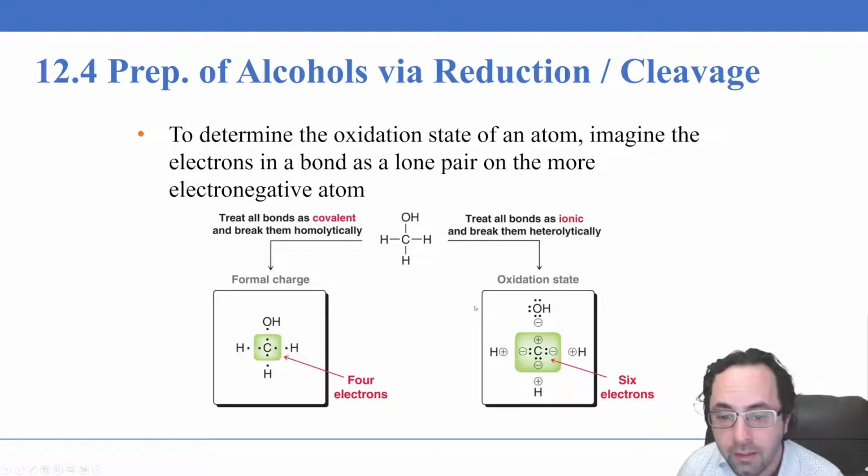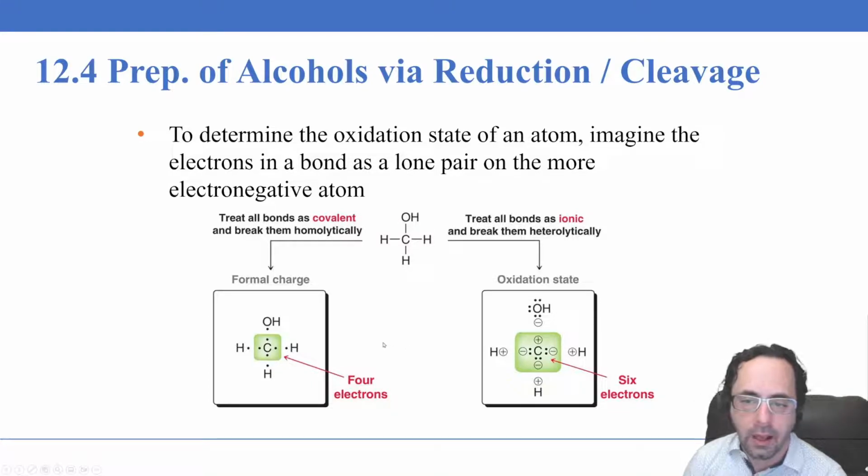Although we can assign oxidation states, I'll just remind you how we do it. To determine the oxidation state of an atom, we imagine that we've divided every bond exactly in half. So we divide the bonds exactly in half here, and then we look at... so that's formal charge here.